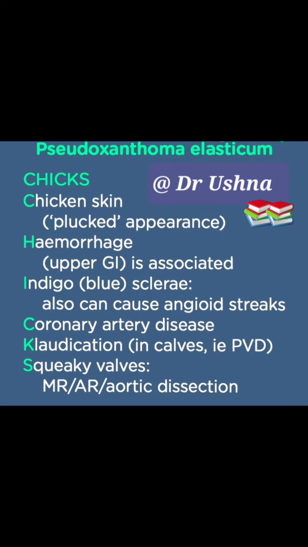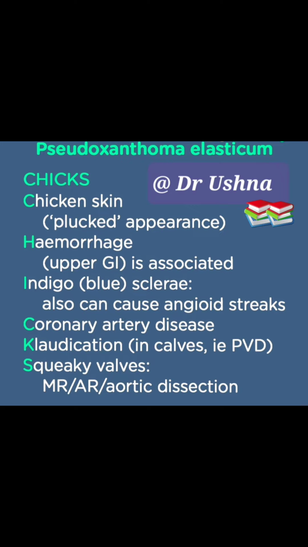This is the mnemonic for Pseudoxanthoma elasticum: CHICKS. C is for chicken skin, the plucked appearance, also called Moroccan leather. Second is hemorrhage, which is very important. Upper GI bleeding is associated with this, and the mortality of Pseudoxanthoma elasticum is due to hemorrhages, either cerebral hemorrhage, GI bleeding, or placental abruption.